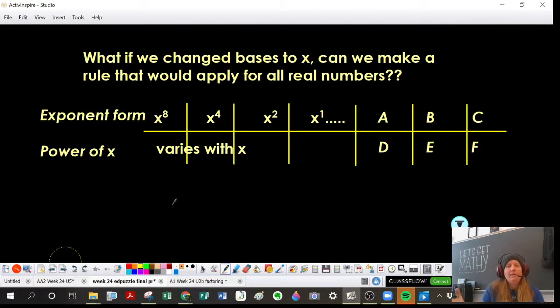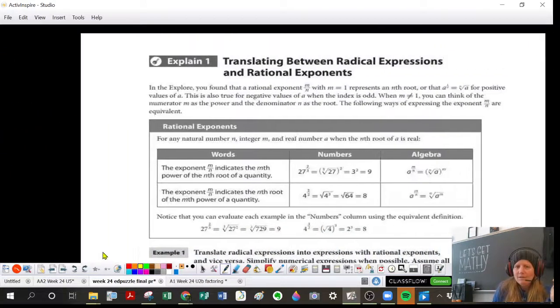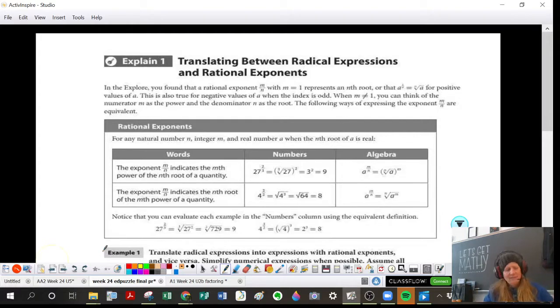Now, what happens if I want to just make a general rule, right? So whatever the base is, x, can we make that a rule to apply for all the real numbers? And indeed we can. It's pretty cool. So our textbook has this nicely written out for us here. So they had you guys do a little explore in a different way and come to the same conclusion, which is right here up top. You can see the rule. Might be a little hard to read, so I'm going to write that more clearly for you guys.